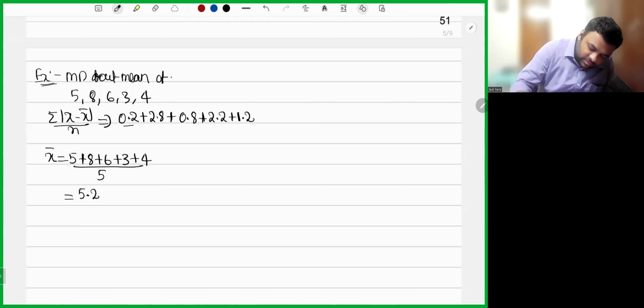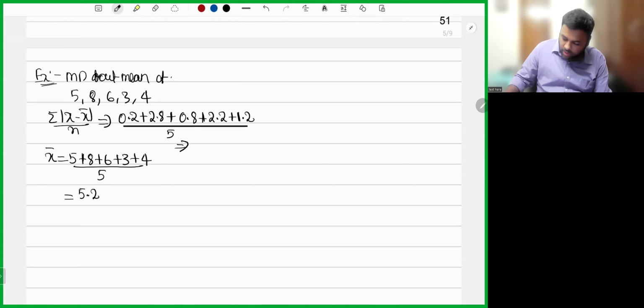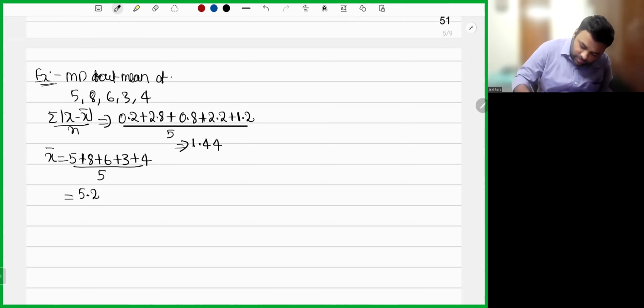Whole divided by 5. 0.2 plus 2.8 plus 0.8 plus 2.2 plus 1.2, whole divided by 5. So 1.44 is the answer. This is mean deviation about mean.